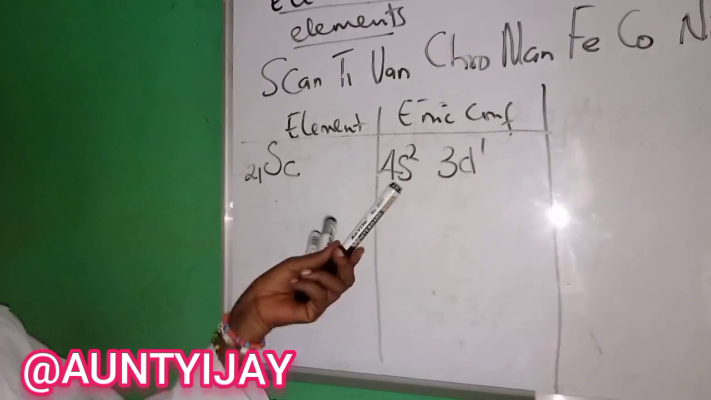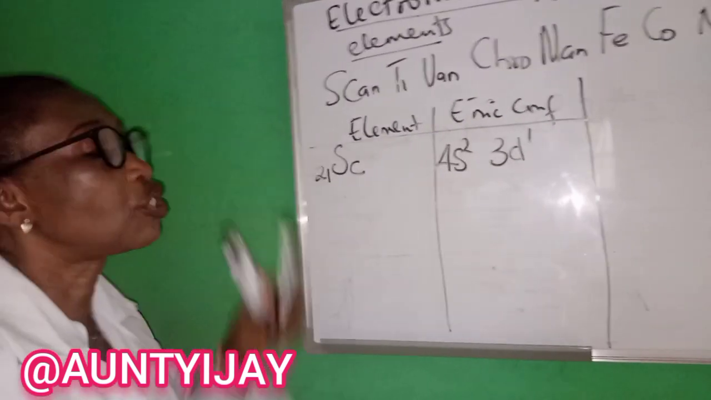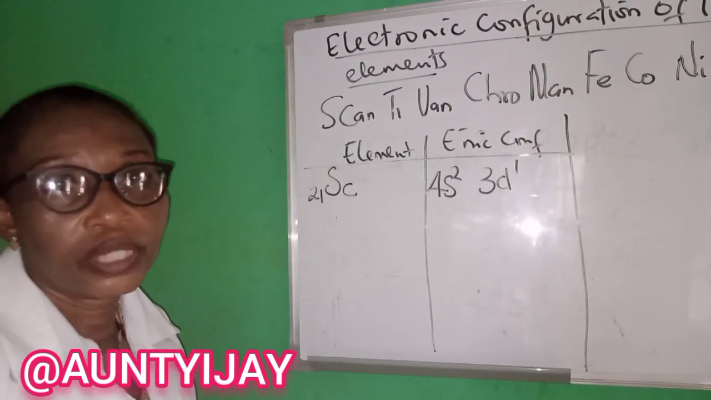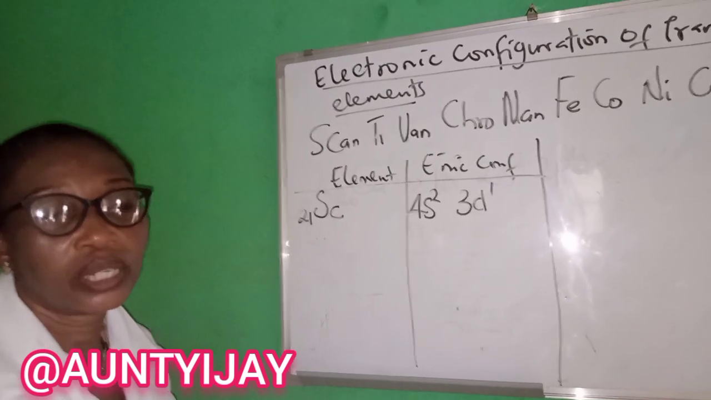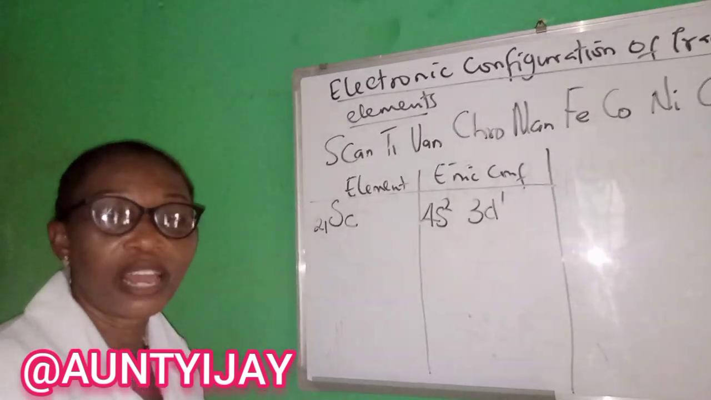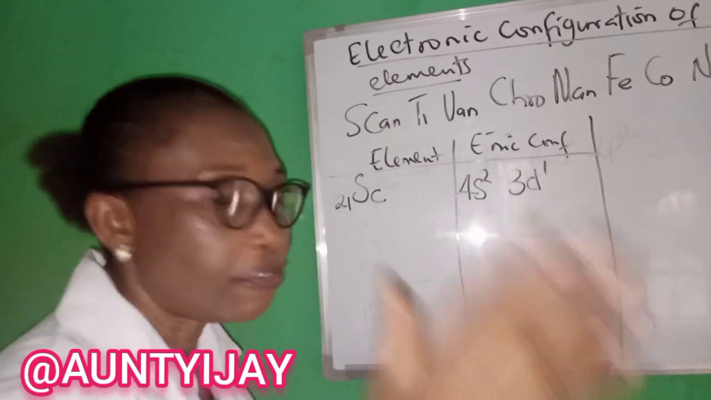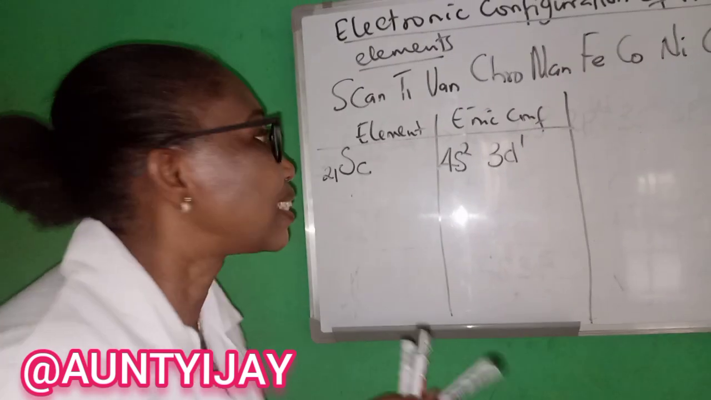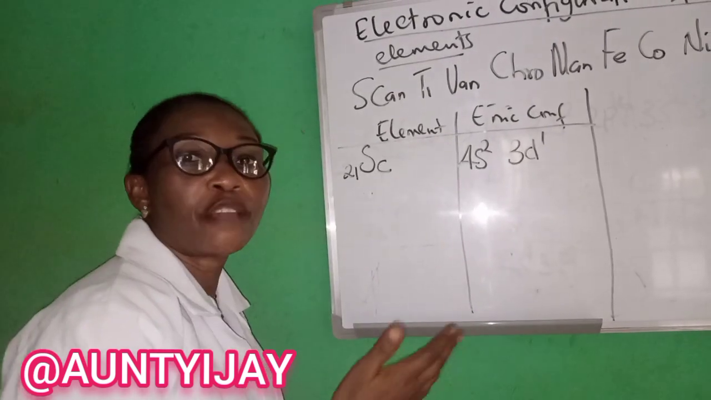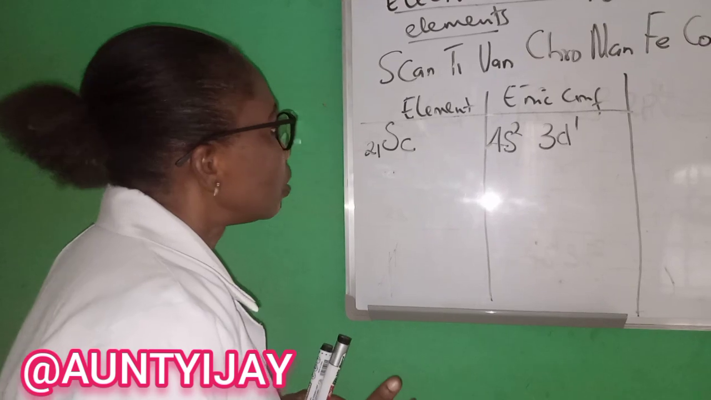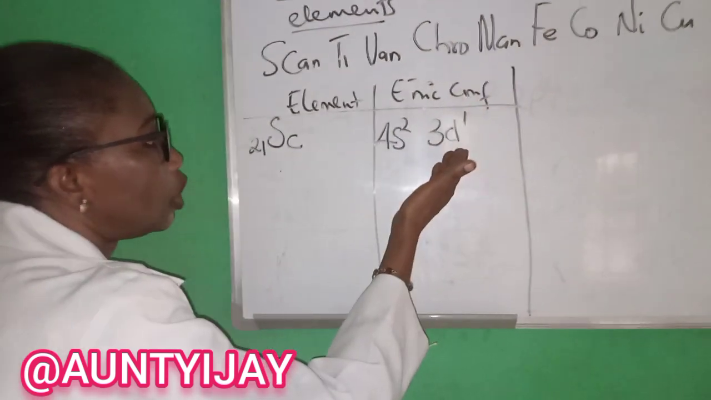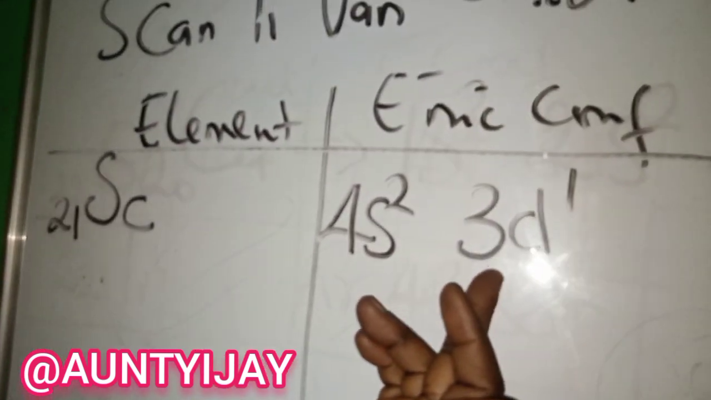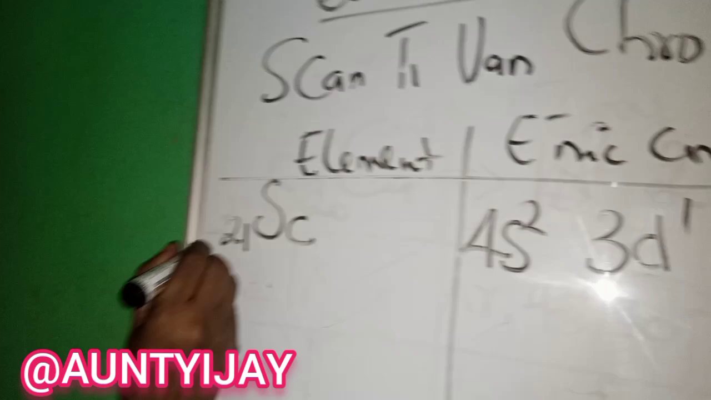Now you may ask me why d. The transition elements fill the 3d orbital. Remember the 3d orbital when we talked about the orbitals, the sub-energy levels s, p, d, f. So transition elements are known as 3d elements because they fill 3d orbitals. So we have 4s2, 3d1. 4s2 tells you that we have reached 20. 3d1 tells you this is 21.